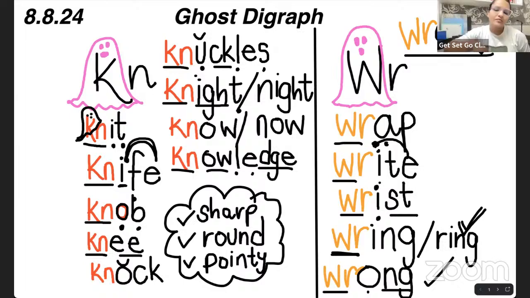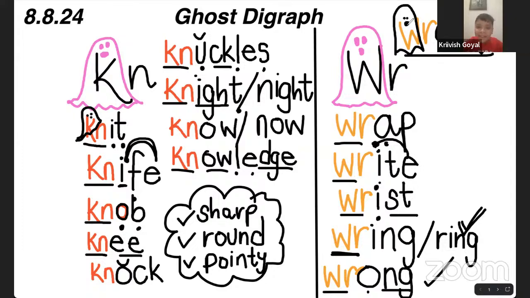All right, so these are the words where we have W silent because we are considering these as ghost digraphs where the first letter is silent. Okay. Any other words that you come across with WR? Wrap, right, wrist, ring, wrong, wreck? Wrestling. Yes, wrestling. Very good.